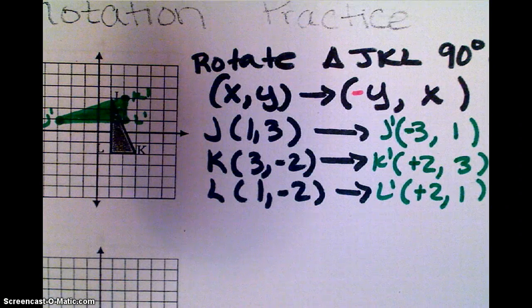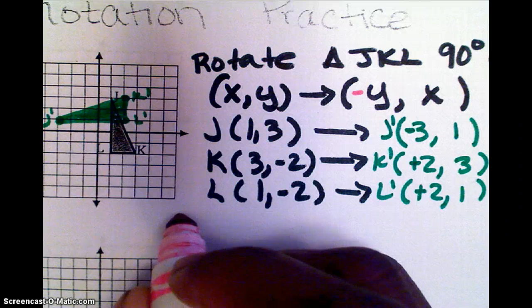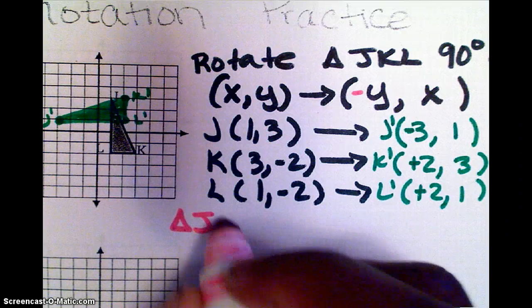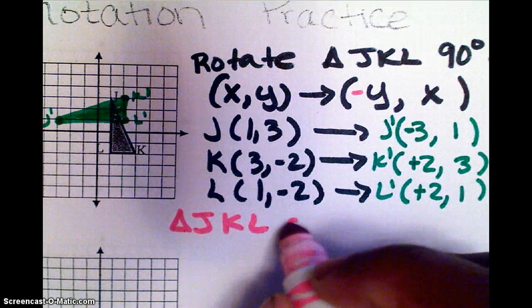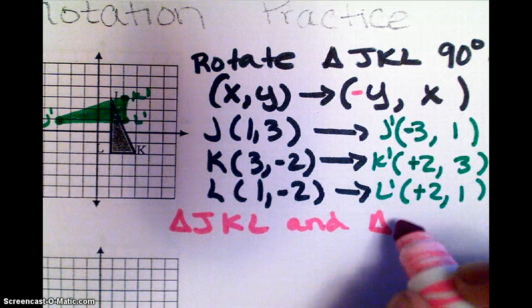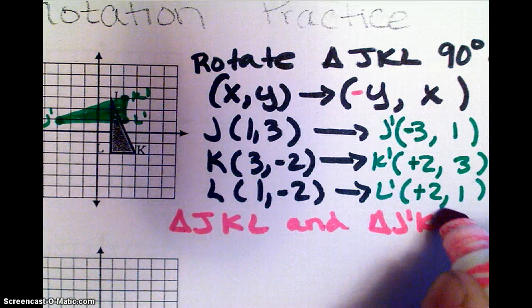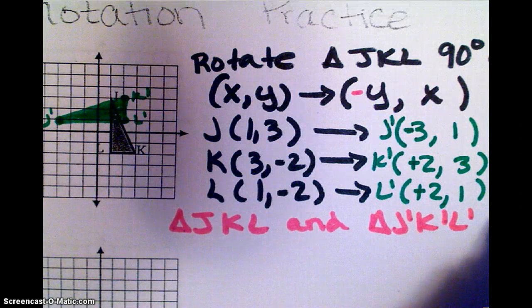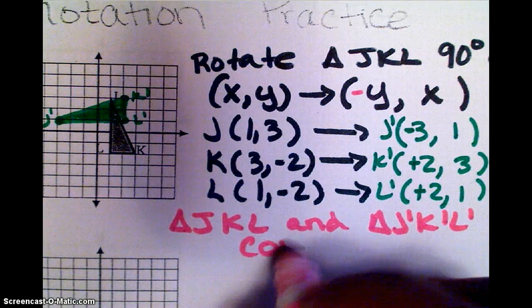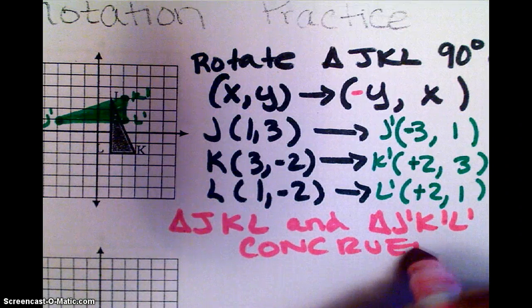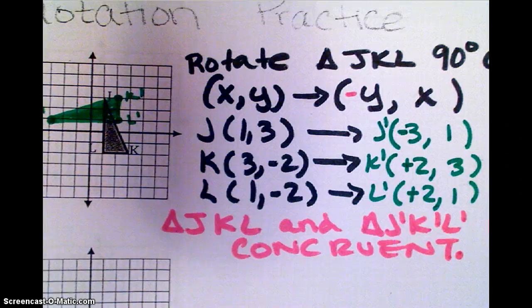I know I've done everything correctly because JKL and JKL prime are the same size and the same shape, and so I know that they are congruent. When I'm doing rotations, I know that my image and my pre-image have to be the same size, the same shape, therefore congruent. And so JKL and J prime, K prime, L prime are congruent.